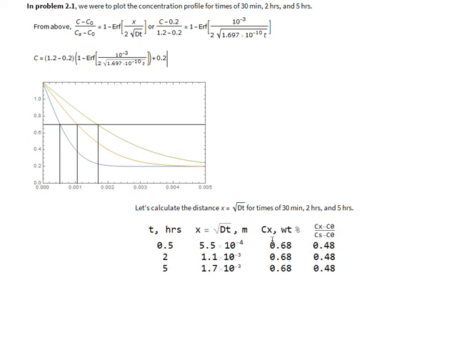Okay, the exact numbers for Cx end up being 0.68 for these values, and the relative concentration value between the surface and the bulk ends up being about 0.48 instead of 0.5, but this is pretty close. And so it's a quick calculation that gives you this depth at the halfway point for any given time.